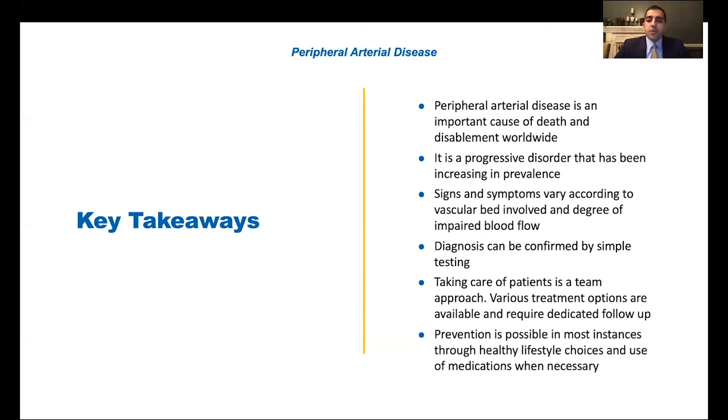It is so important for us to forge great relationships as healthcare professionals together and with our patients as we are a team approaching to combat disease and treat this. This is a progressive process and continued follow-up is necessary. Prevention is the best cure, and in most instances, through healthy lifestyle choices, we really can make our difference in our lives and the lives of others to reduce the prevalence of this disease.